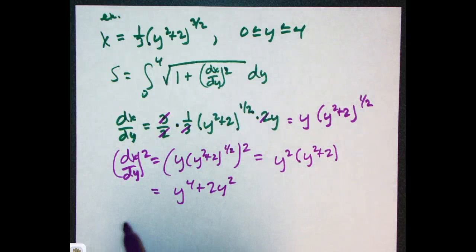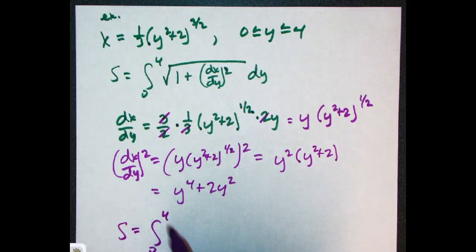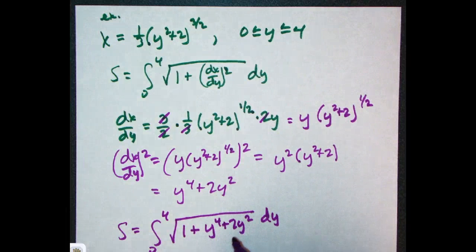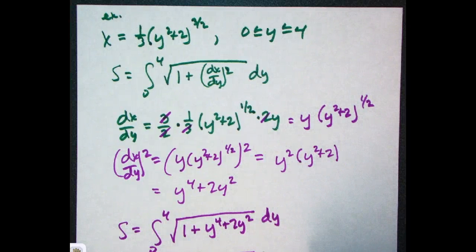So our arc length, s is equal to the integral from 0 to 4, square root of 1 plus y to the 4th plus 2y squared dy, and then y to the 4th plus 2y squared plus 1 is just y squared plus 1 squared. That's the integral from 0 to 4, the square root of y squared plus 1 quantity squared dy, and the square root of y squared plus 1 quantity squared is just y squared plus 1.